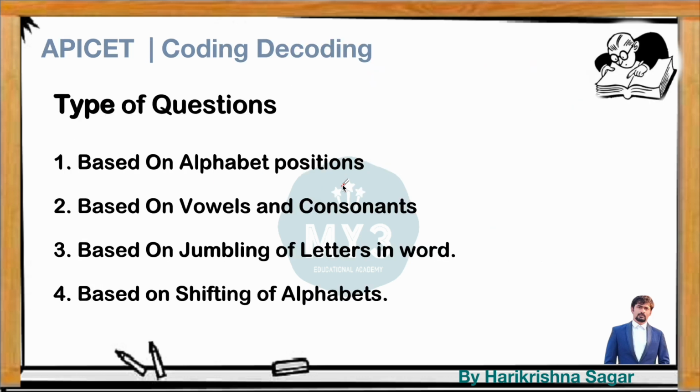Let's look at the next question. So the next type of question is very simple. No coding logic is required. Just your observation skill is required. That is jumbling of letters in the word. And how these questions are given, we can observe.